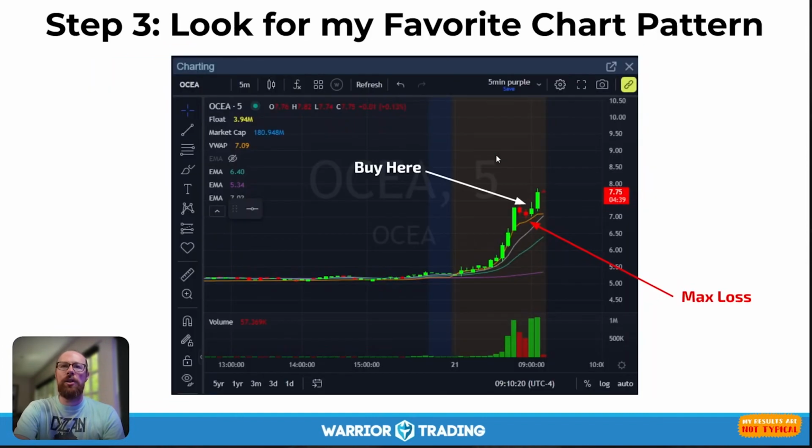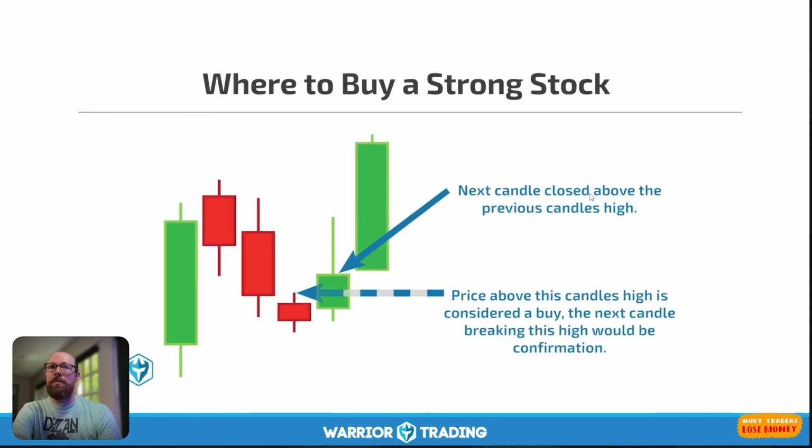And then from there, we start looking at the chart. I look for my favorite chart pattern. I see the stock squeezing up, and I can't just buy it as it's moving higher. I have to wait for a pullback. So we have 2 red candles of pullback right here. I set my stop at the low of this pullback, so that's my max loss, and my entry is right here. And we're going to talk about this in more detail right now.